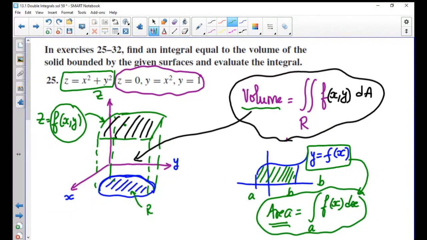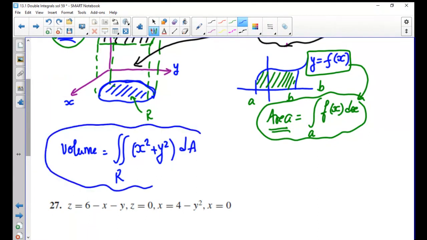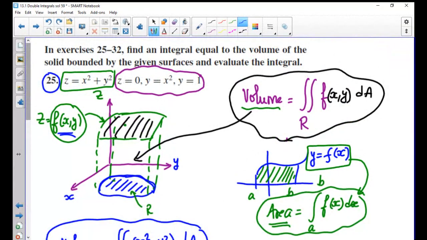Z, which is what in example 25 here? What is the function f of x, y? X squared plus y squared, exactly. So basically, the volume will be the double integral over R of x squared plus y squared dA. So that is going to be the volume. Find the volume, yeah?